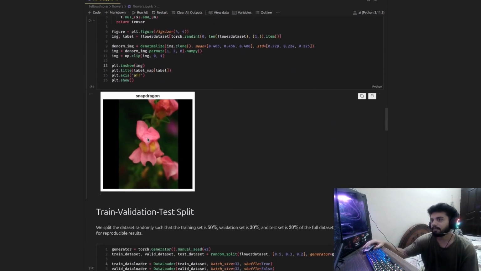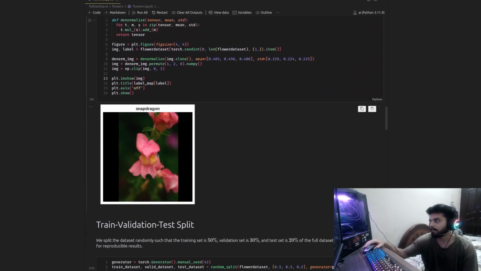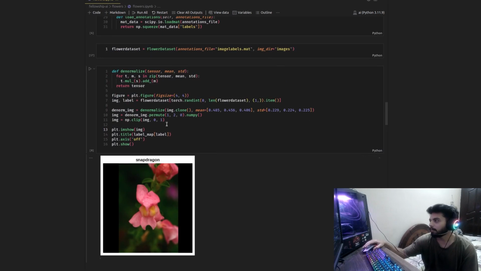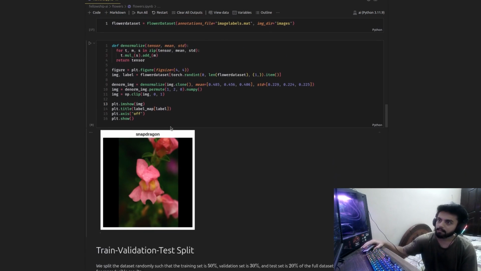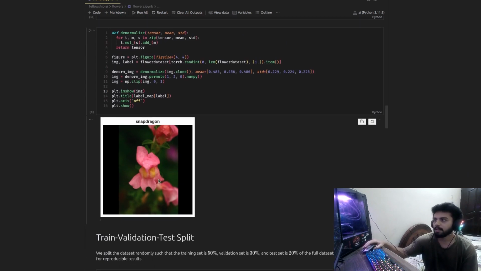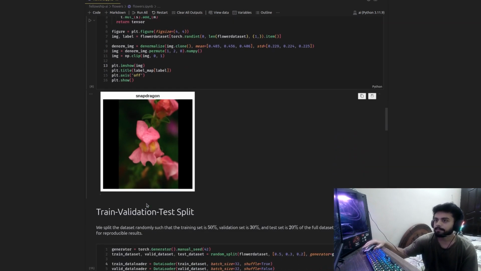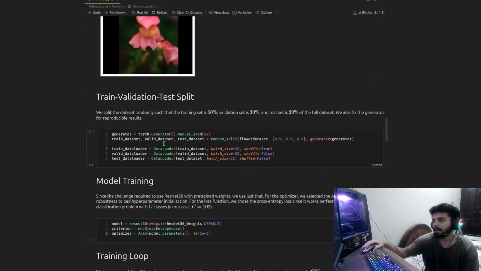After the pre-processing, this is what an image will look like. Unfortunately, Matplotlib does not support showing the normalization effect because that will push the pixel values below 0. So I denormalize this image, but we can see that the images are now square with padding, and they are now 224 by 224. Then I split the dataset into training, validation, and test sets in the ratio of 50 to 30 to 20.